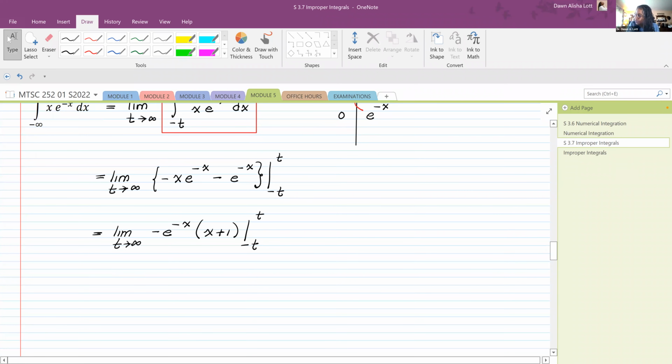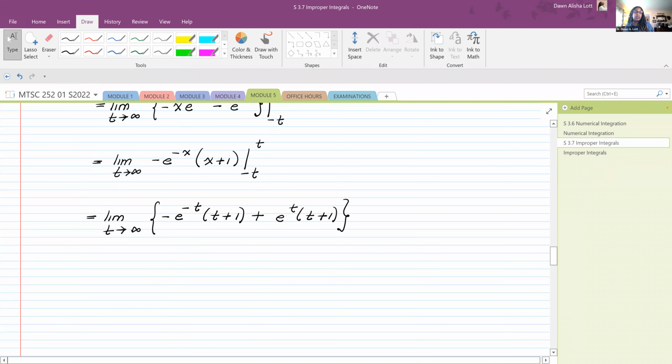Okay, so now let's do the first piece. So we get the limit as t approaches infinity. The first one is going to give us negative e to the negative t times t plus 1. And then we're going to subtract off the second one, which is going to give us e to the t times t plus 1. And so now how do I evaluate this? Okay, so I need to evaluate the limit. So again, the limit of this piece and the limit of this piece.